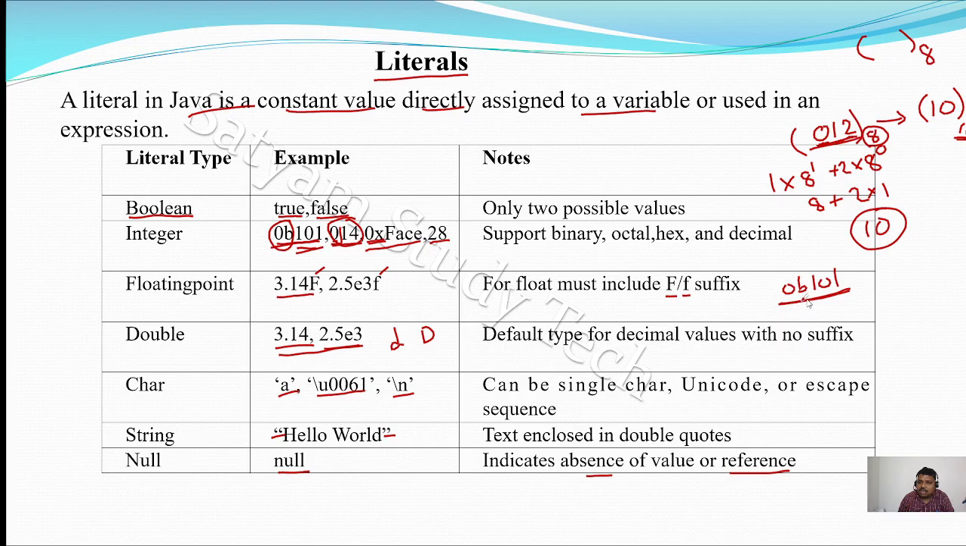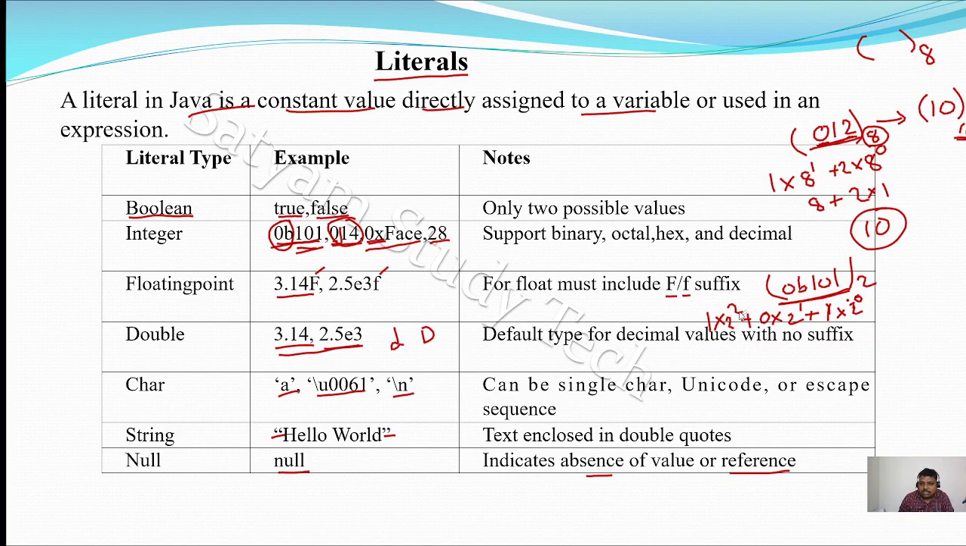Here the binary literal. So what is the value of 0b101? The base is 2, binary base is 2, with only 0 and 1. So 1 into 2 power 0, plus 0 into 2 power 1. Next, 1 is there, so 1 into 2 power 2.